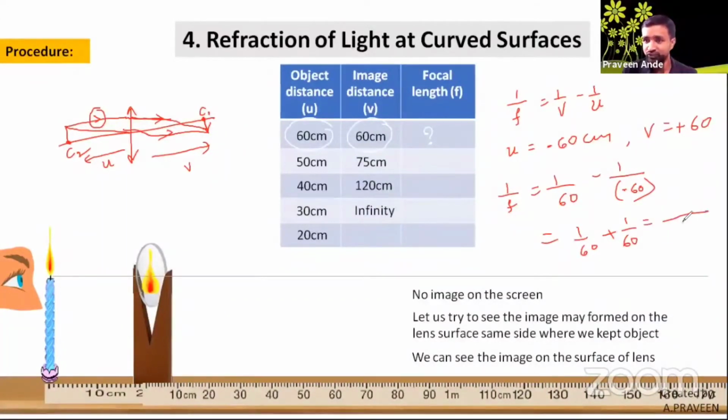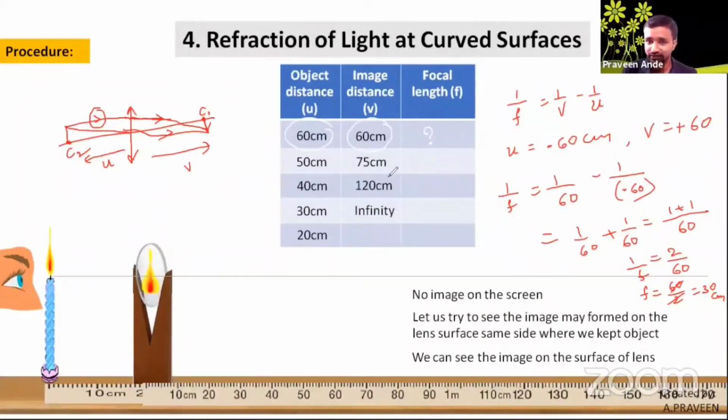The common denominator is 60, then the numerators are added. What did I get? 2 by 60. It is 1 by f equal to 2 by 60, then f equal to 60 by 2, that is equal to 30. I got the focal length of the lens used in the lab activity as 30 centimeters.